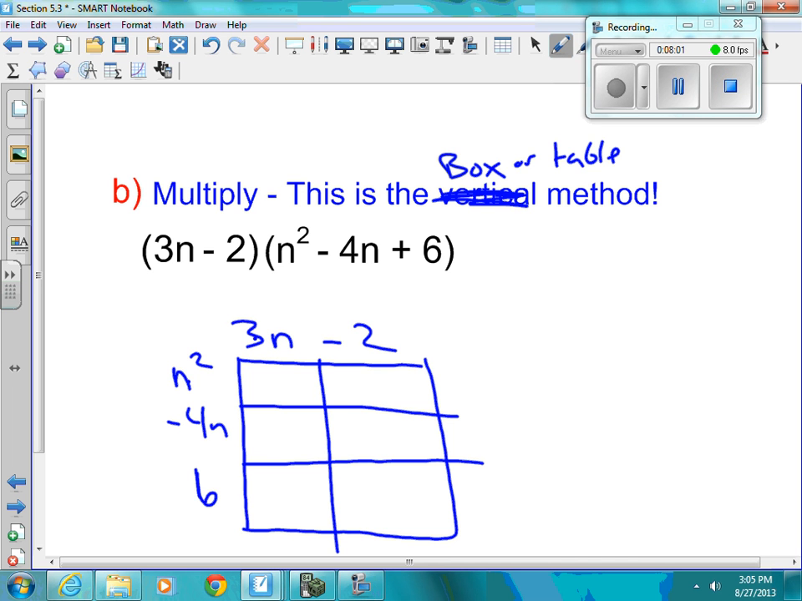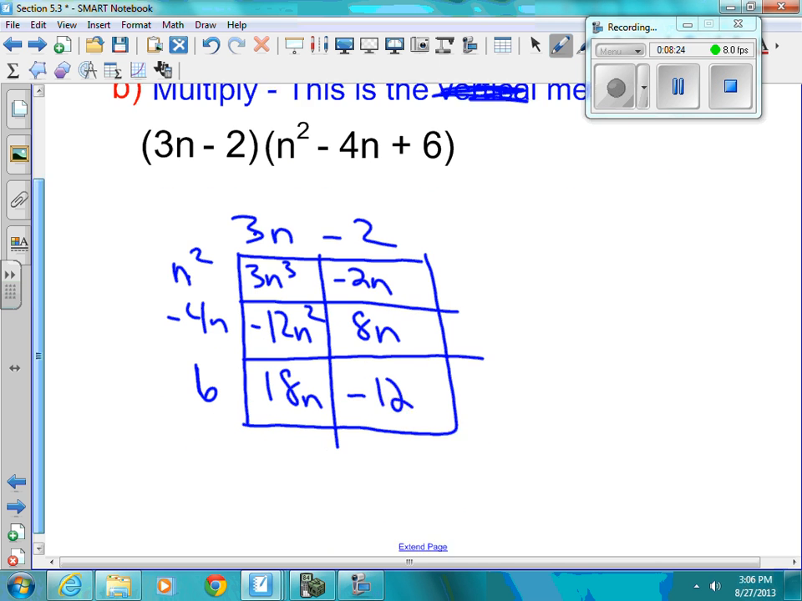N squared times 3n is 3n cubed. N squared times negative 2 is negative 2n. Negative 4n times 3n is negative 12n squared. Negative 4n times negative 2 is 8n. 6 times 3n is 18n. And 6 times negative 2 is negative 12. So what happens once we fill in those boxes?